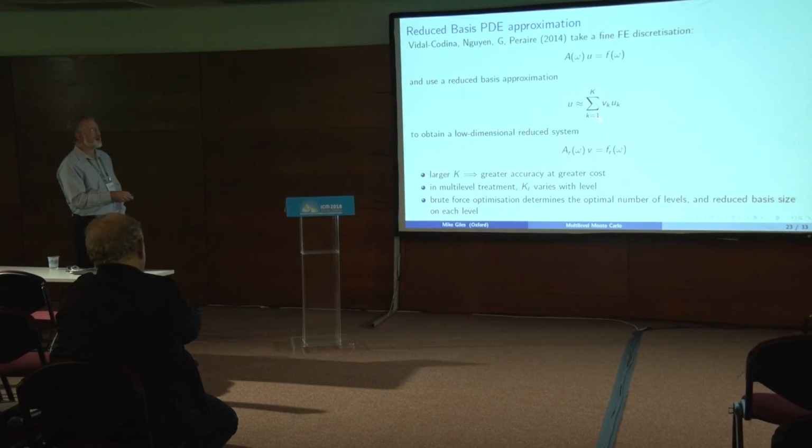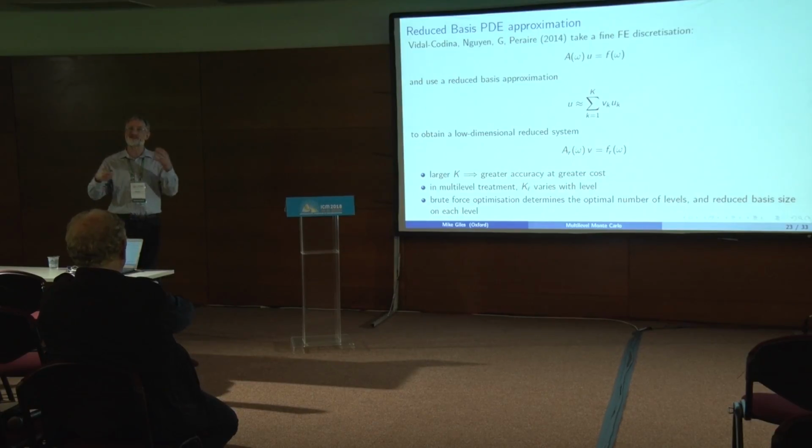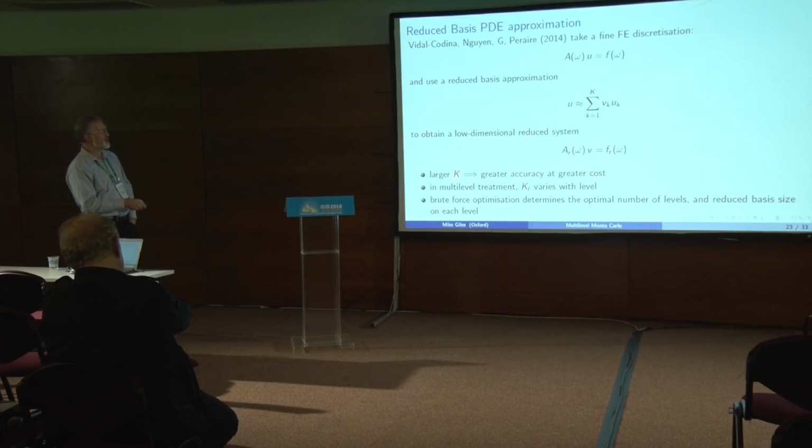Now here, depending on the size of the basis set, using more basis functions will give you greater accuracy, but there's going to be greater cost. So again, it's the natural multi-level setup. And so they did a multi-level treatment in which the number of basis elements, they varied with level. And they actually did a brute force optimization to work out the optimal number of levels, and then from that you get the optimal number of samples on each level.